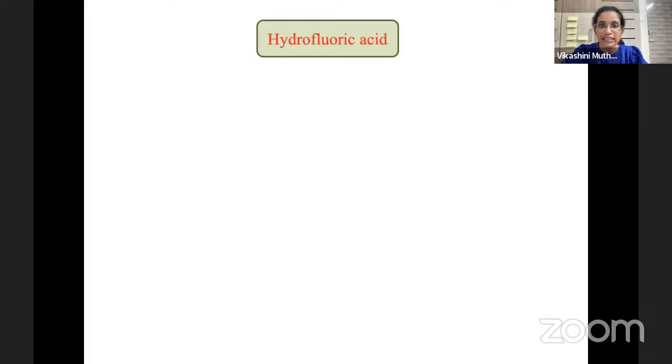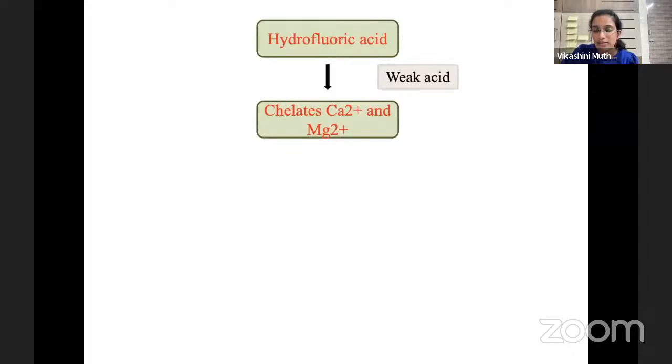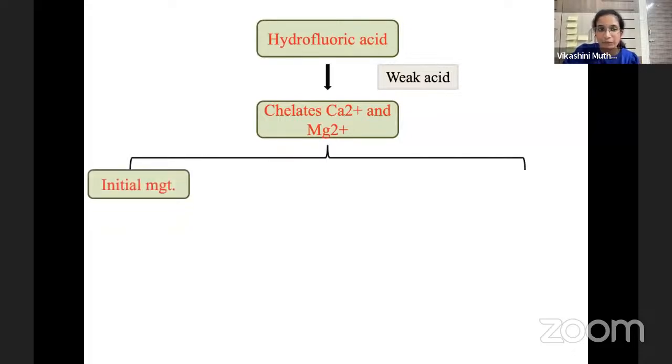The burns caused by hydrofluoric acid: it is the most common cause of acid burn. Though it is a weak acid, the mechanism by which it causes burns is that it chelates calcium and magnesium. So by now you have known this mechanism. Now you can easily answer, right? What should be the initial management?